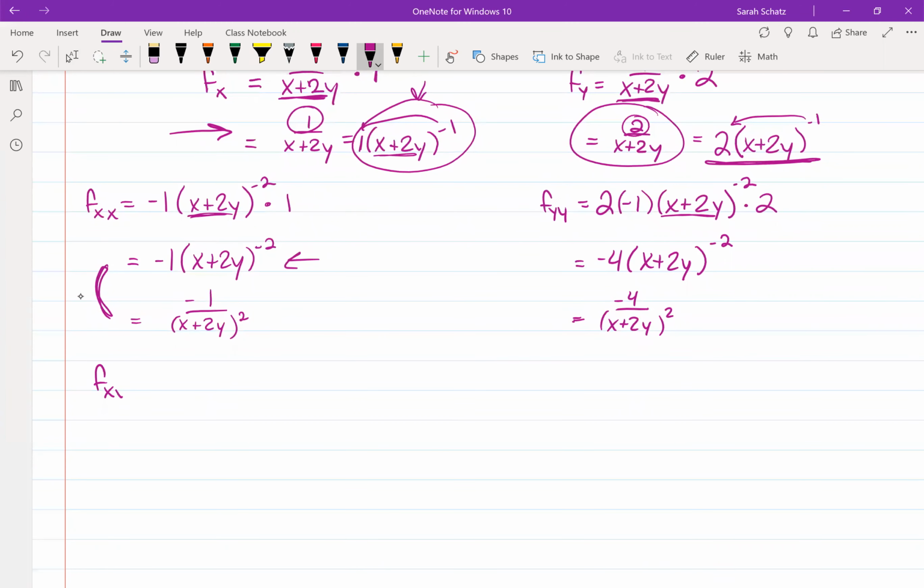Let's find fxy. So remember how to find that. This is fx, and I'm going to take the derivative of this again with respect to y. So let's do that. The -1 is going to come down in front. I have this (x plus 2y) to the -2. Chain rule, take the derivative of this with respect to y this time, is a 2. So what do I end up with? -2 times (x plus 2y) to the -2.